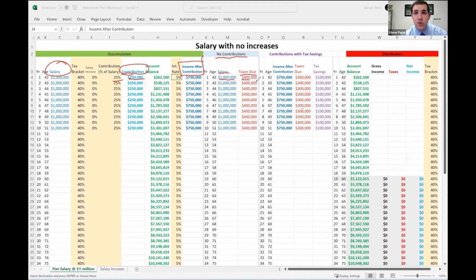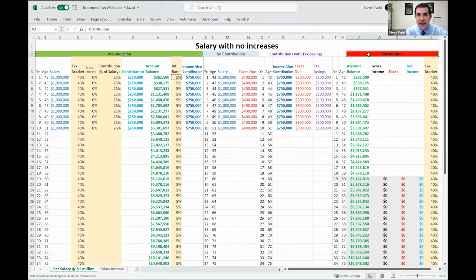Taxes due at a 40% bracket, $400,000. It's a lot of income tax. Contributions with tax savings. So if he decides to shovel in $250,000 per year, income is now $750,000, which is still at a 40% bracket, because we have not adjusted the bracket. Taxes due would be $300,000. How he will view that, since he's already used to paying $400,000 in taxes, is an immediate tax break of $100,000. So I do want to highlight that tax savings there. Let's continue on.